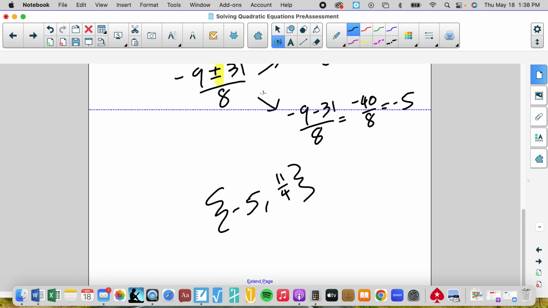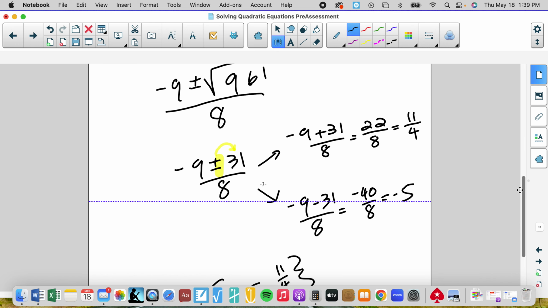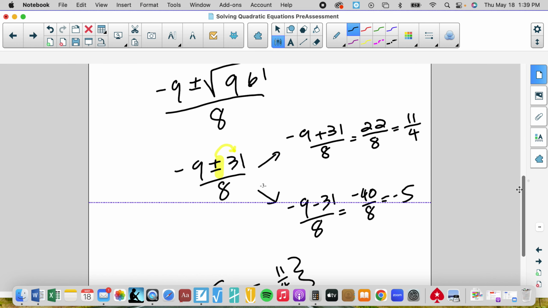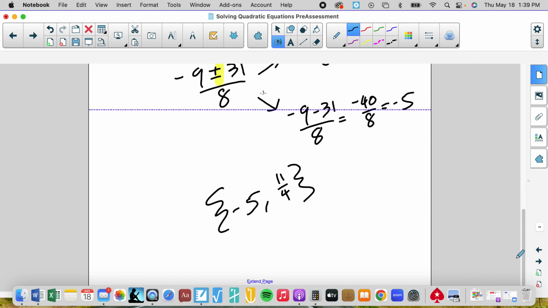No need to turn it into a mixed number. We're not graphing it on a coordinate plane. I'm going to go back here and just make sure that that is correct. That's good. And half is 11, and we can't reduce 11/4. I think that's pretty good.